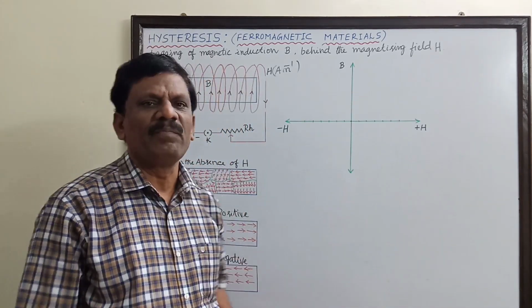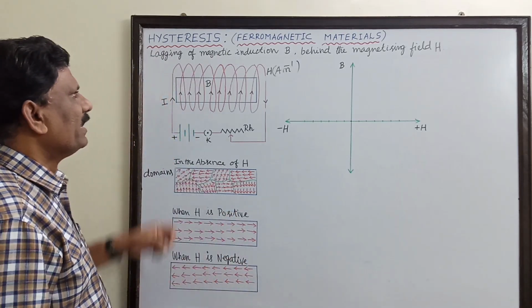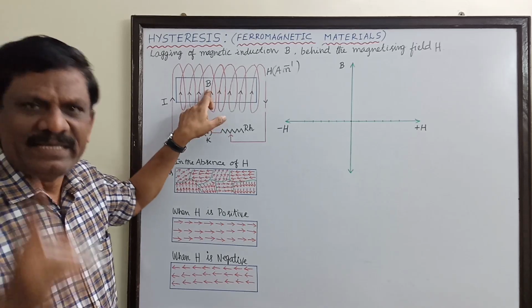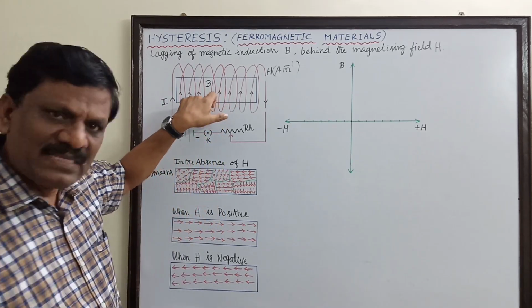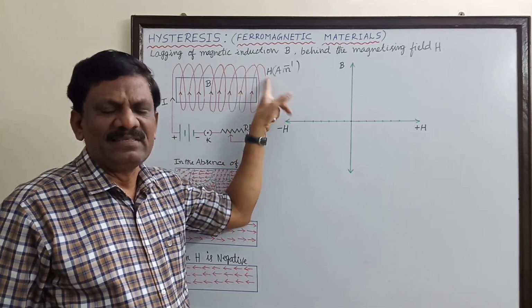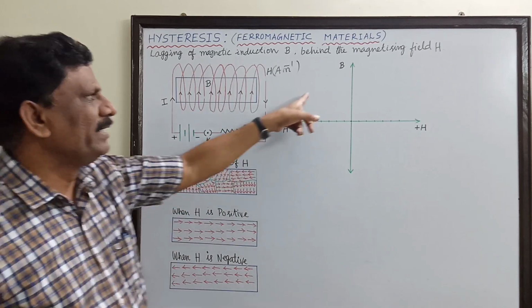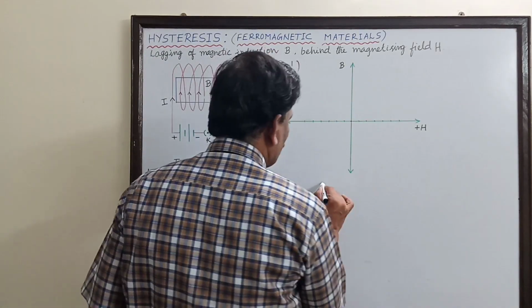Now only the main topic, hysteresis, we are going to learn. Now the relationship between the magnetic induction acquired by the specimen and the external magnetizing field is explained graphically. This graph is called a BH curve.